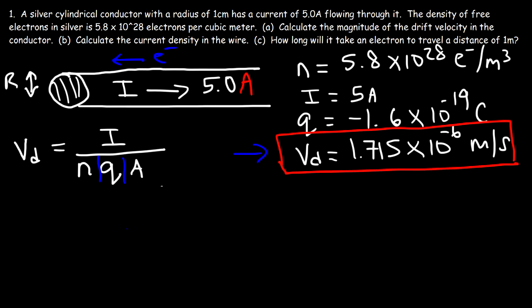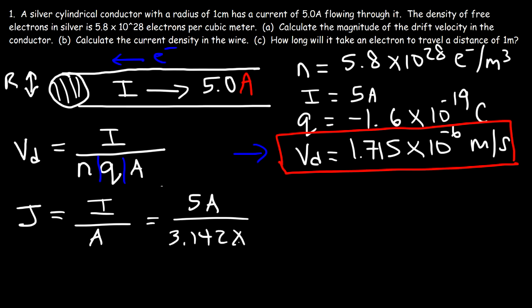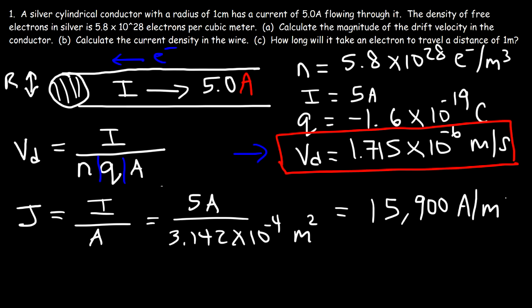Now let's move on to part B. Calculate the current density in the wire. So what is the formula for current density? Current density is represented by the symbol J, and it's equal to the current divided by the area. So we have a current of 5 amps, and the area we said was 3.142 times 10 to the negative 4 square meters. And so in this example, the current density is about 15,900, this is a rounded answer, amps per square meter.